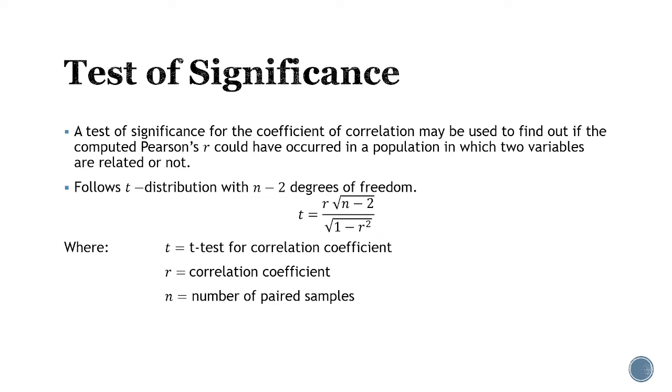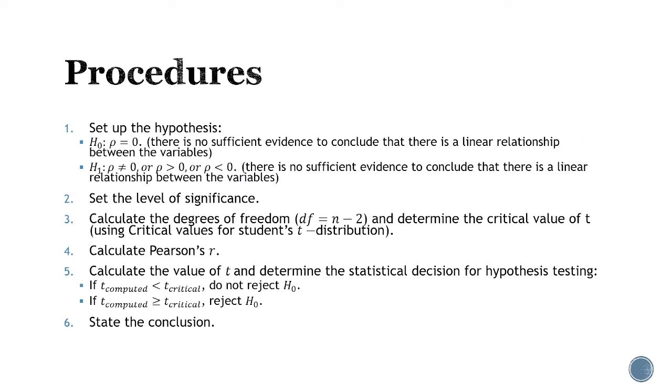And that will be using the t-distribution with n minus 2 degrees of freedom. We will use what is called the t-test. In this t-test, I will be using this formula wherein t is equal to r multiplied by the square root of n minus 2 over 1 minus r squared. So that n there is our number of paired samples, r is our correlation coefficient, and t is the test for the correlation coefficient. We will follow this procedure or these steps in how we can go into that t-testing.